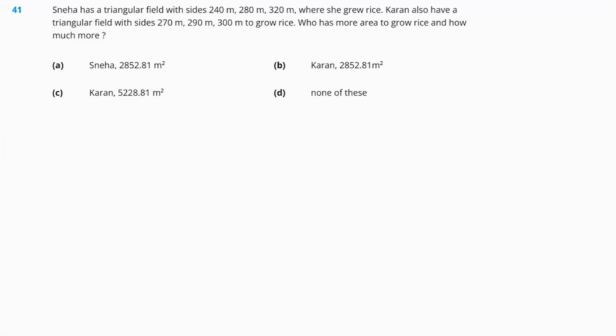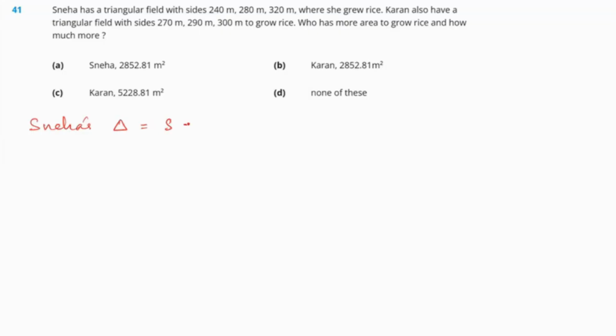So for that, what we need to do, since they both are growing the rice in the field, that's why we are supposed to figure out the area of the field. Correct? And since the sides of the fields are already given to us, so we will try to figure out the area of both the triangles. So if we are going first with the Sneha's triangle, the sides are already given to us, which is 240 meter, 280 meter, and 320 meter. So we will figure out the area of the triangle by using the Heron's formula.